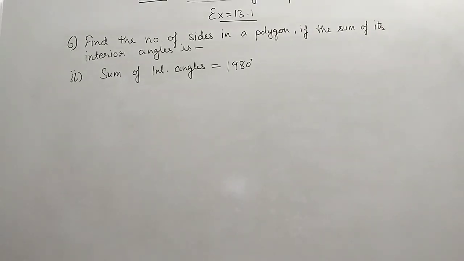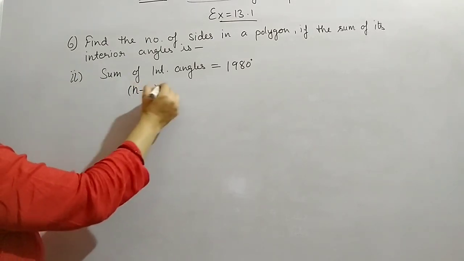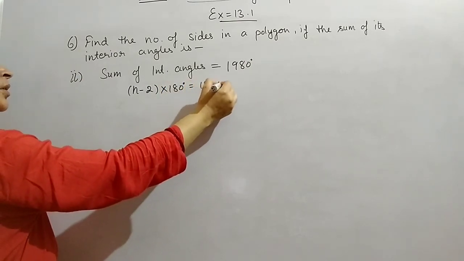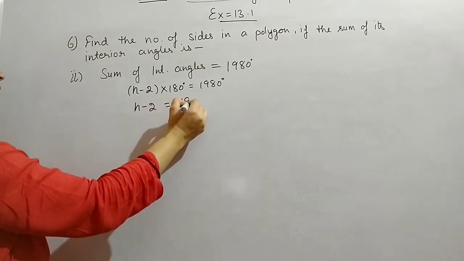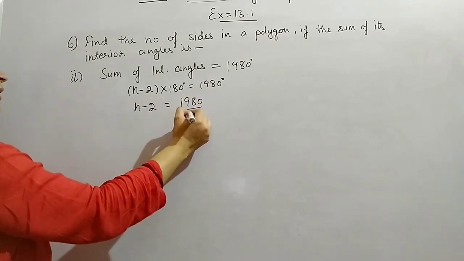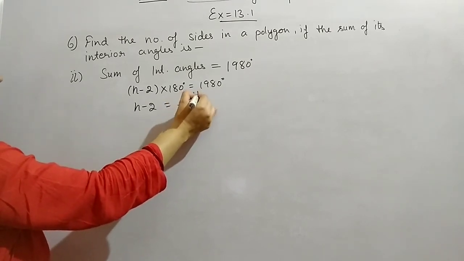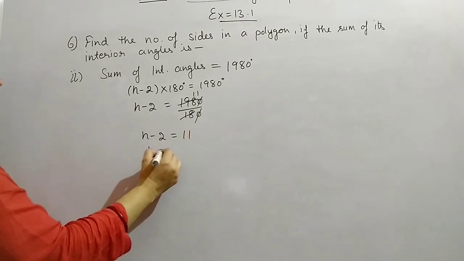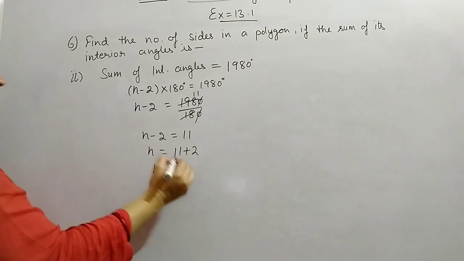Second part, the sum of all interior angles is given as 1980. So the formula for that is n minus 2 into 180 is equal to 1980. So 180 shifts to the other side, n minus 2 will be equal to 1980 by 180. 0 to 0 you can cancel, and 18 times 11 is 198. So n minus 2 is equal to 11. n is equal to 11 plus 2, 13.